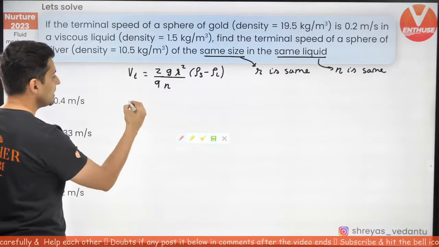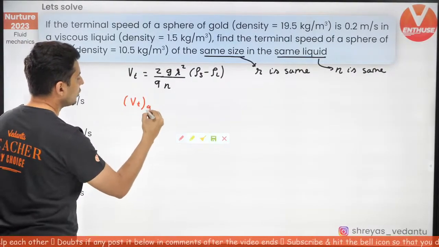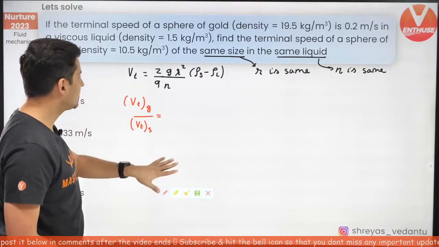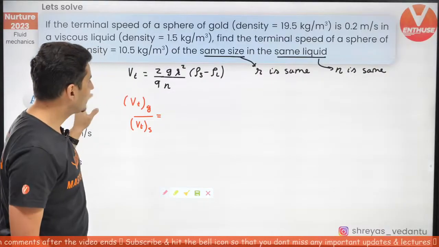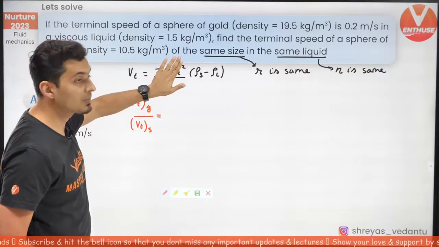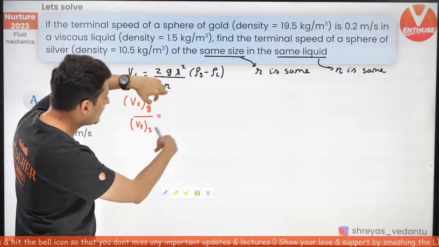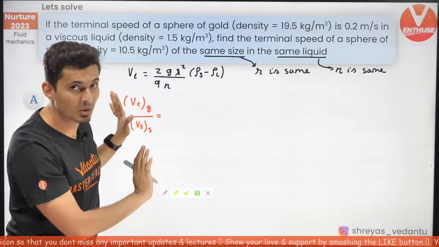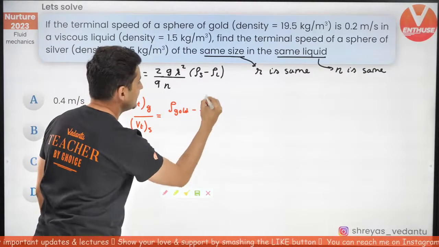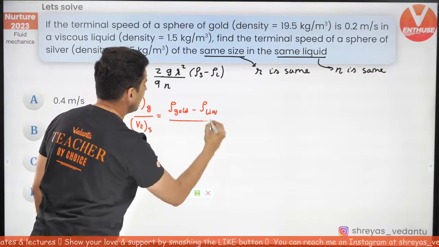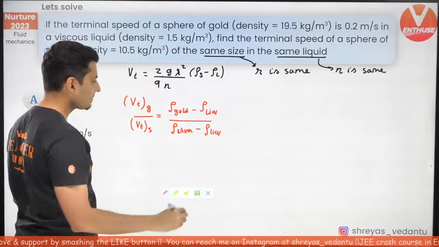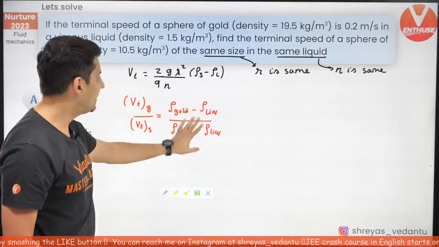So the terminal velocity of gold by the terminal velocity of silver will have which terms? G will not be there, eta won't be there, 2 and 9 won't be there, r will not be there. All these terms will vanish because when you take a ratio, they get cancelled top and bottom. So what will you have? Density of gold minus density of liquid, upon density of silver minus density of liquid again. That's all that you will have, nothing else.